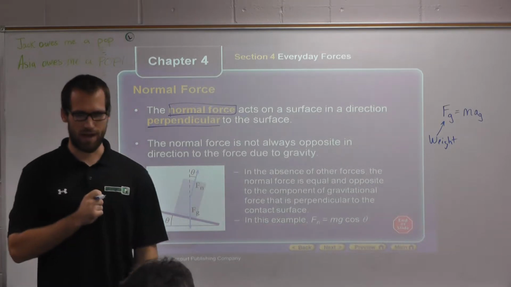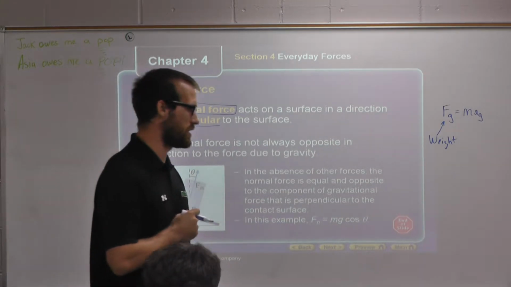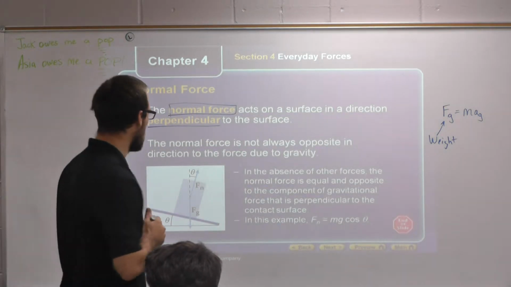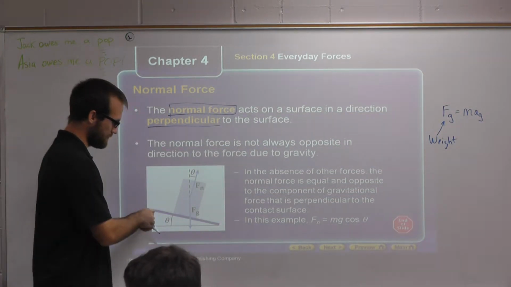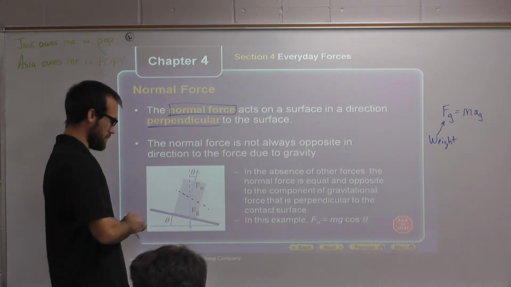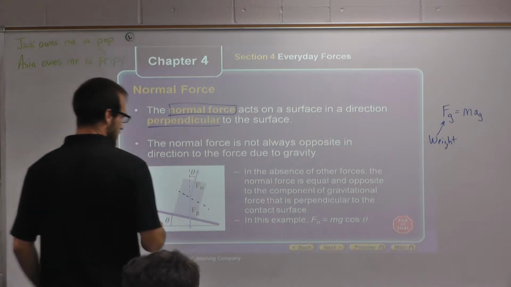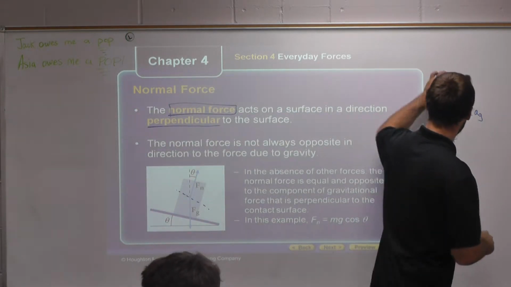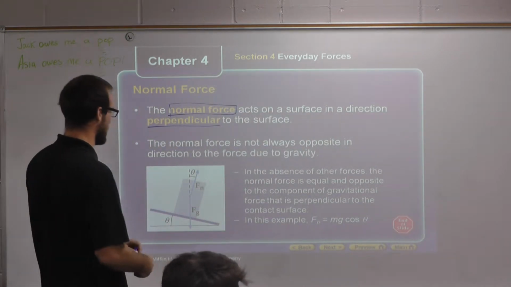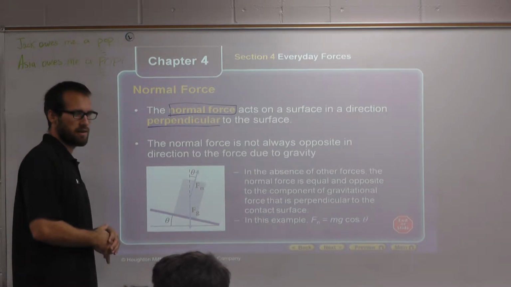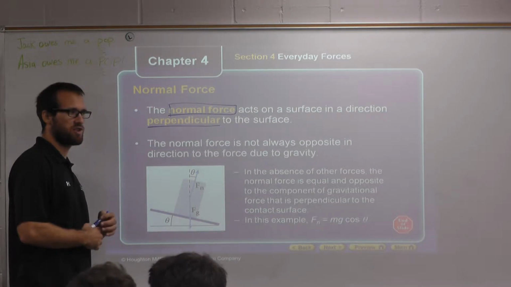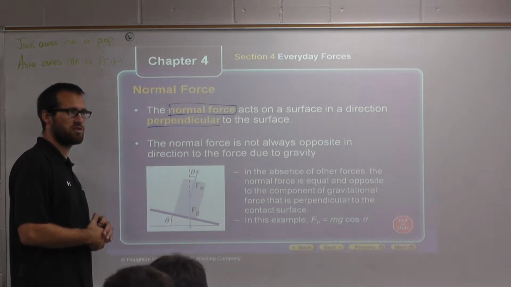Every time you have two objects in contact, the normal force would be the force that the one object would exert perpendicular to whatever surface you're on. So if you were at an angle, like in this case, your normal force would be perpendicular to that surface. But notice what gravity's vector looks like. It's always straight downward, regardless of what your surface is.